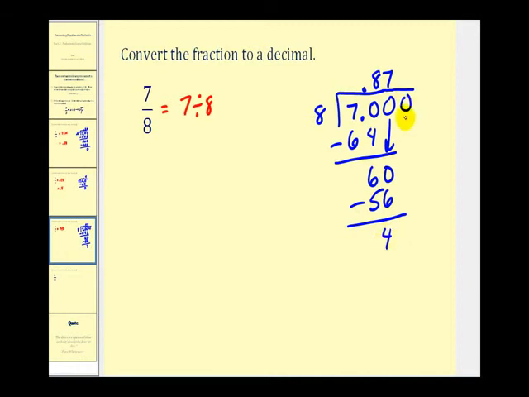Add another 0 and bring it down. And now we ask how many 8s are there in 40. Well, there's exactly 5 8s in 40. 40 minus 40 would be 0. So we're done. This tells us that 7/8 is equivalent to 0.875 or 875 thousandths. And let's go ahead and try one more.